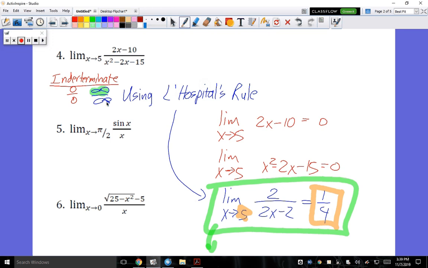Don't get L'Hopital crazy. You know what I mean? Don't go to all limits and be like, life is awesome now, and you're just going to L'Hopital everything, because then you can mess everything up, okay? All right, so the answer is 1/4.